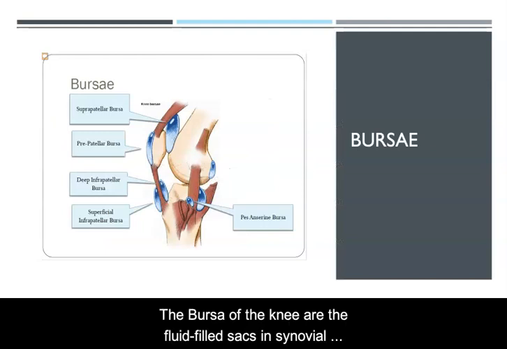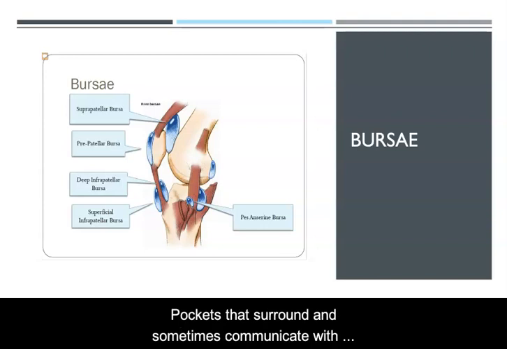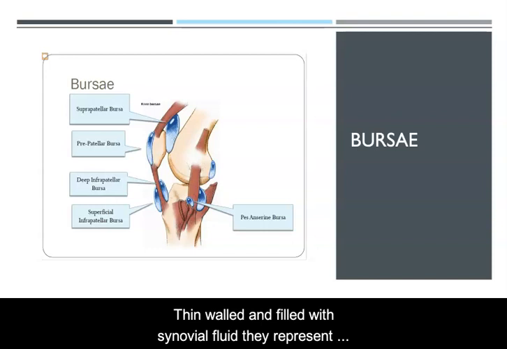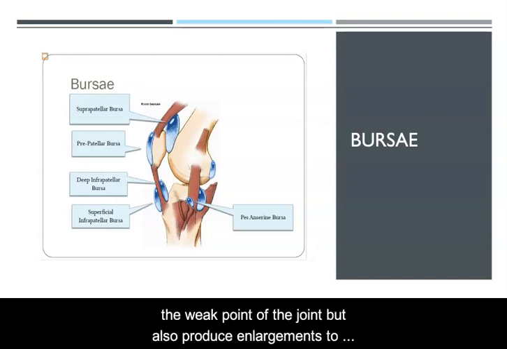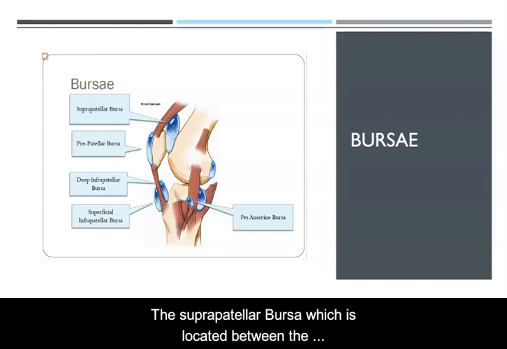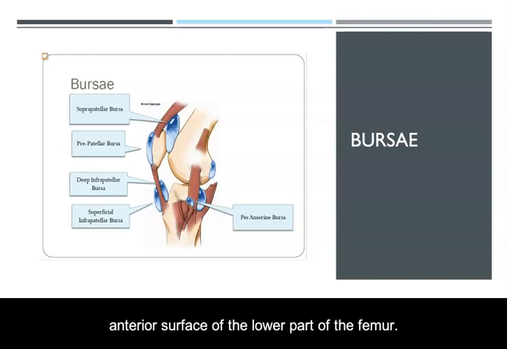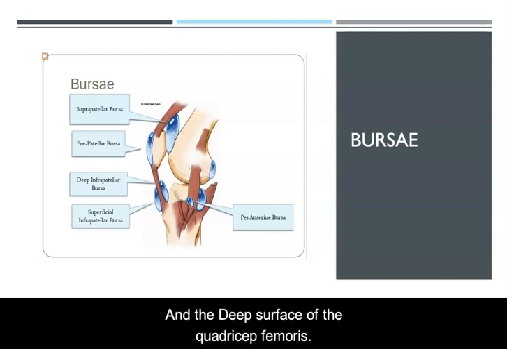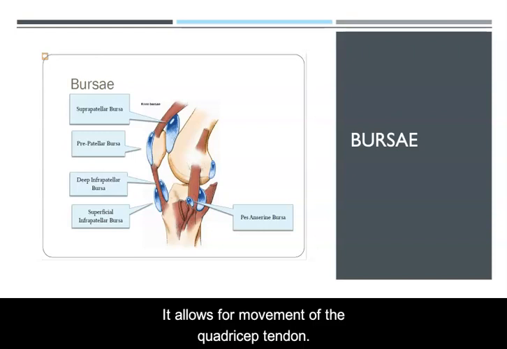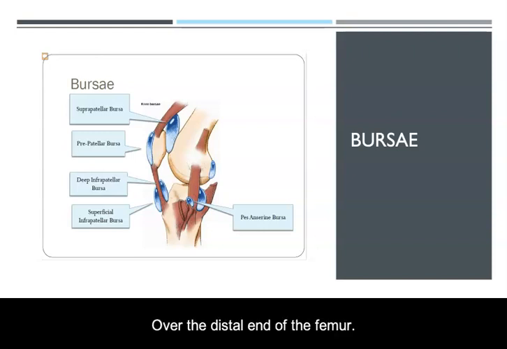The bursae of the knee are the fluid-filled sacs and synovial pockets that surround and sometimes communicate with the joint cavity. Thin-walled and filled with synovial fluid, they represent the weak point of the joint, but also produce enlargements to the joint space. There are 5 main bursae of the knee. The suprapatellar bursa is located between the anterior surface of the lower part of the femur and the deep surface of the quadriceps femoris. It allows for movement of the quadriceps tendon over the distal end of the femur.